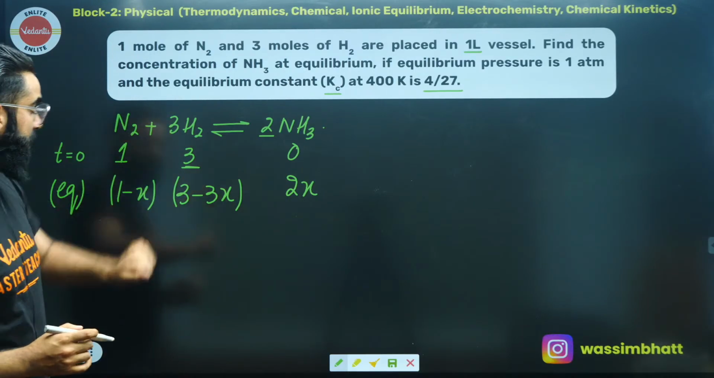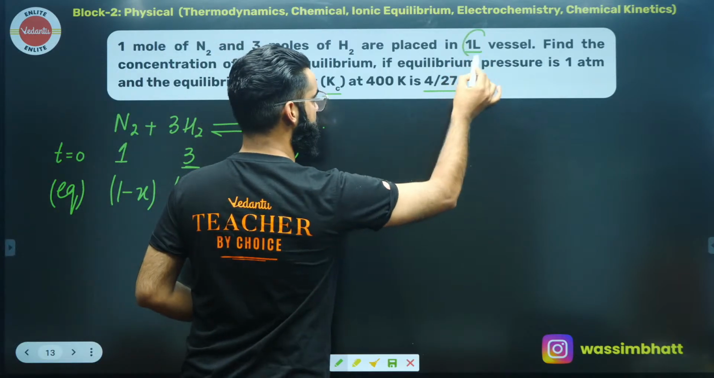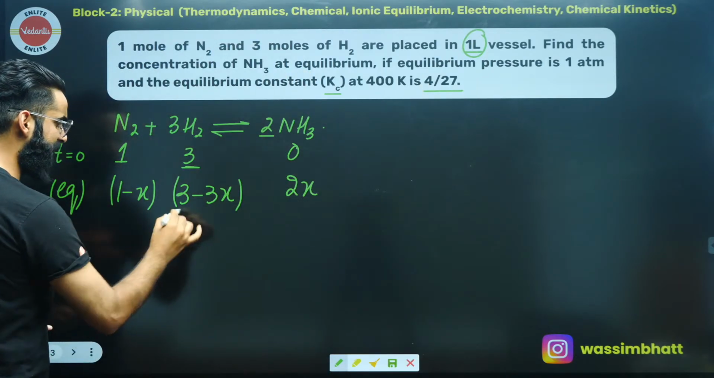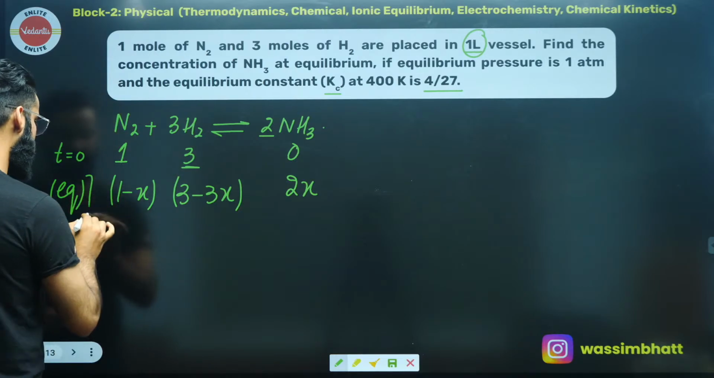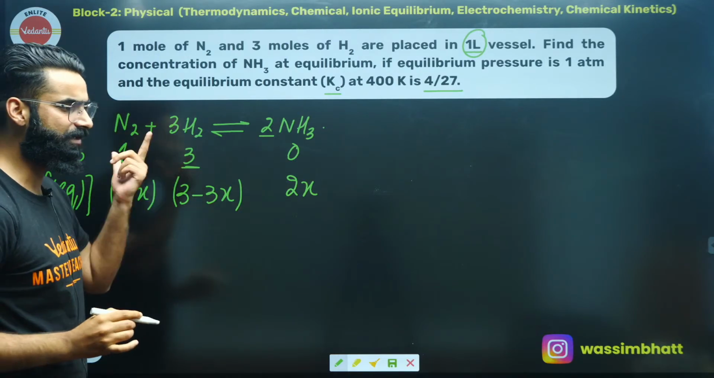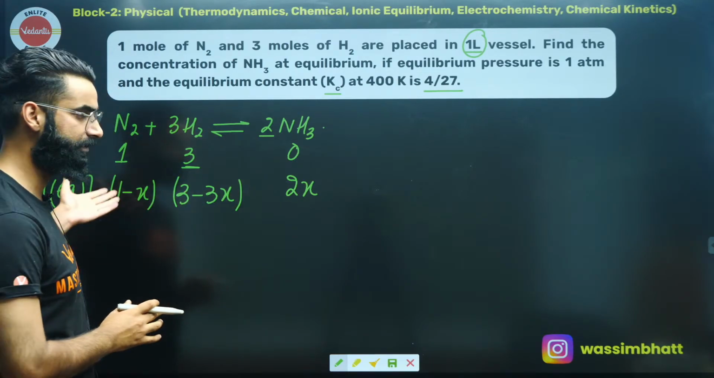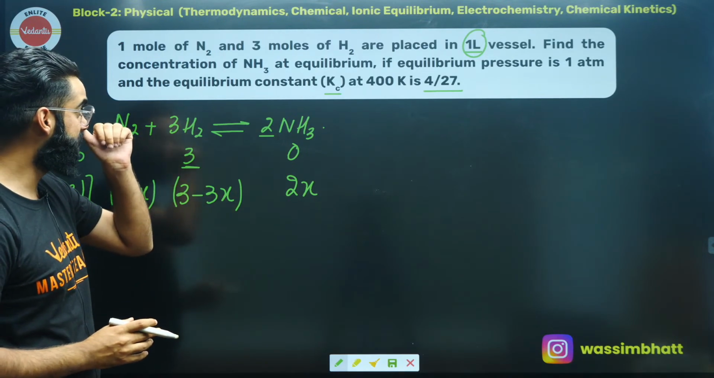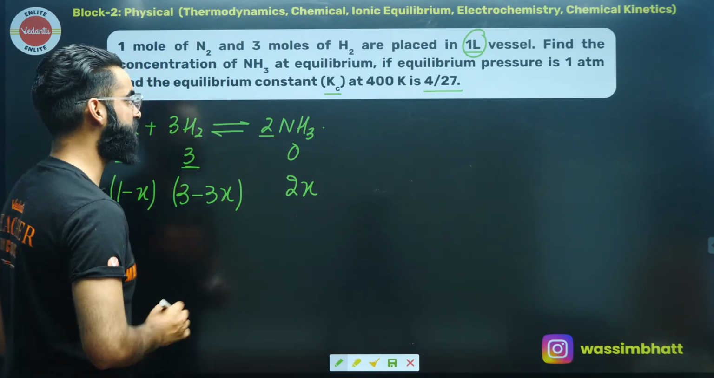Perfect. Now, people, the volume of the vessel is given to us as 1 liter. So just divide this term with 1, this term with 1, this term with 1. So I'll be getting the concentration of each reactant and product at equilibrium. I got the concentration. Perfect. After getting the concentration, my dear people, I'll try to write the expression for Kc.